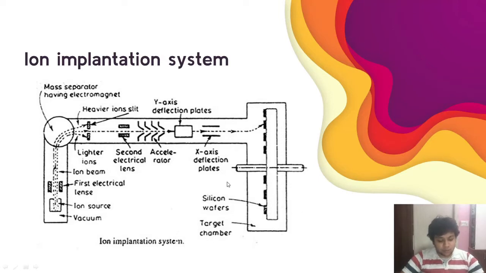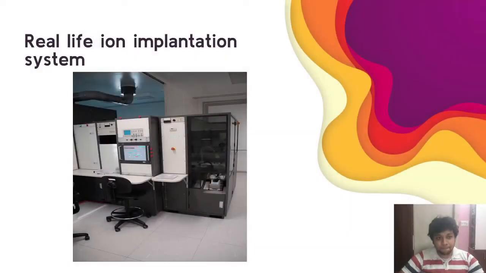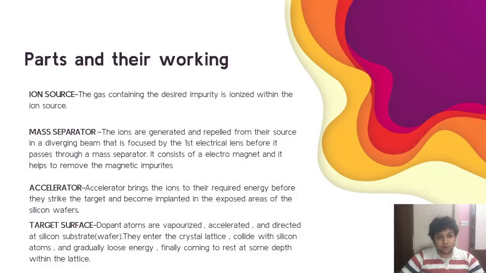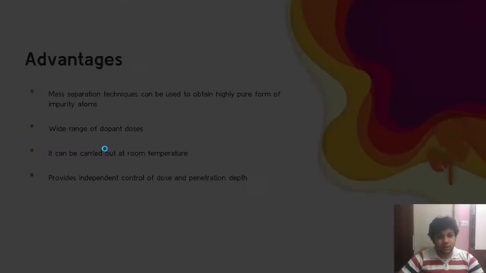In the target chamber, the dopant atoms are vaporized, accelerated and directed at the silicon substrate, which is also known as wafer, and they enter the crystal lattice, collide with the silicon atoms, gradually lose energy and finally come to rest at some depth within the lattice. So as I told, these are the parts which are present in the ion implantation system, and I explained the usage and the workings earlier.